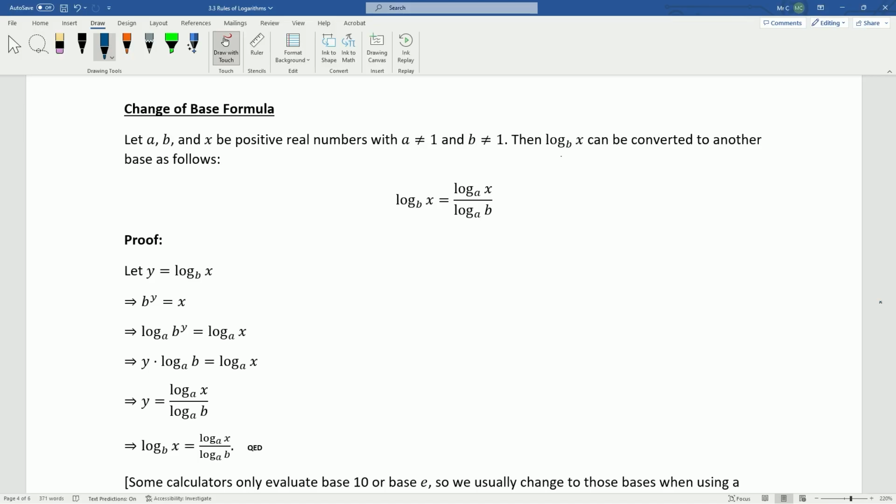So first of all, what is the change of base formula? Well, let a, b, and x be positive real numbers with a not equal to 1 and b not equal to 1. Then log base b of x can be converted to another base as follows. Log base b of x equals log base a of x over log base a of b. The key thing here is a can be whatever you want.